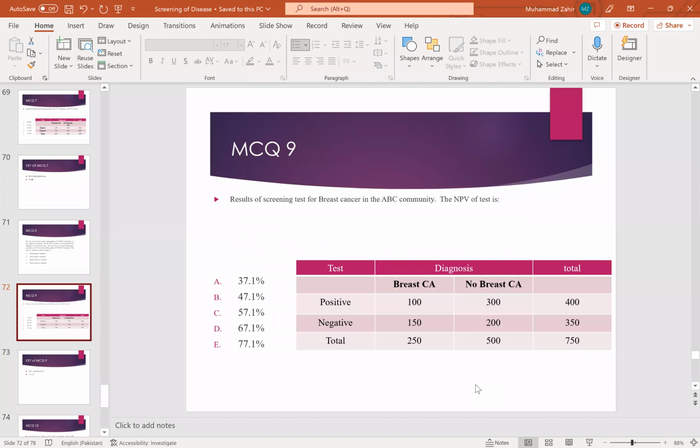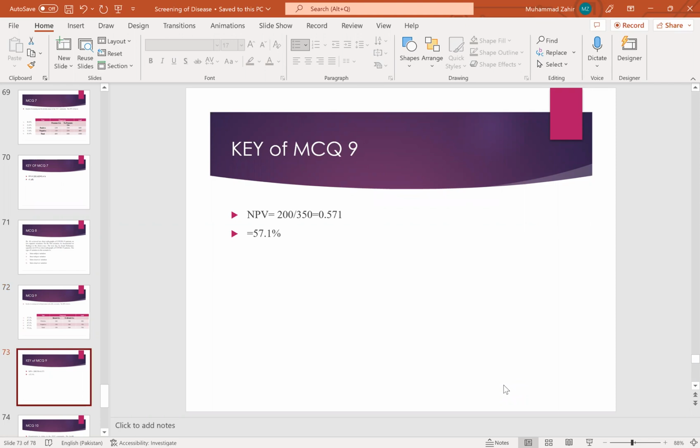Results of screening test for breast cancer in ABC community. The negative predictive value of the test is, what could it be? Negative predictive value. C. Yes, C is correct, because positive predictive value goes like this and negative like this. So 200 divided by 350 is 57%.